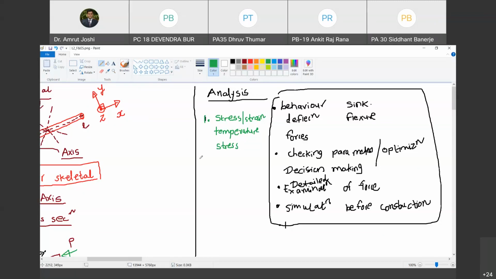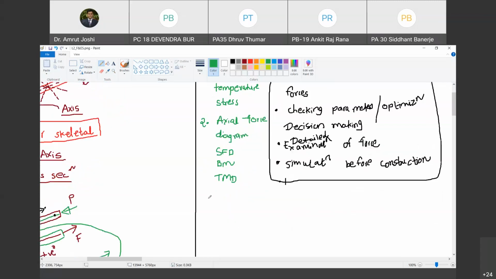Are you with me? Yes, sir. Then in the second chapter possibly you would have learned first level diagrams, like axial force diagram, then shear force diagram, SFD, then bending moment diagram. Units may be different, but these diagrams can come under a single category as far as analysis is concerned. So axial force diagram, shear force diagram, bending moment diagram, and twisting moment diagram. These are the first level diagrams that you must have learned.